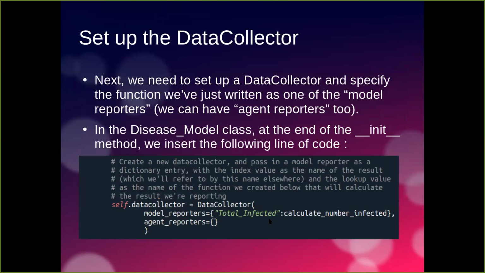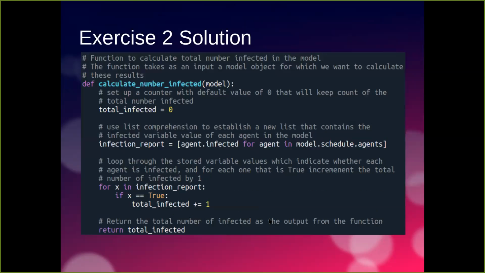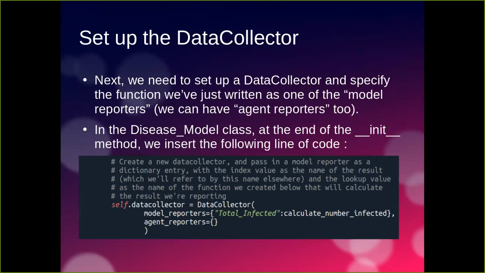Okay, so the last thing I'm going to talk about: that's how we'd set up the function to calculate that number. That's the metric we're monitoring over time. So the last thing we need to do is get that data collector running. So we're going to set up the data collector, we're going to tell it that the function we've just written is what's known as a model reporter, i.e. that it's reporting results for us that we want it to collect.